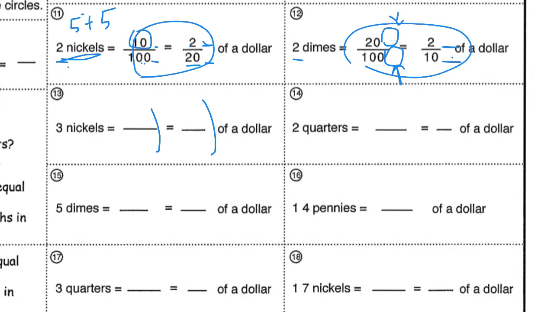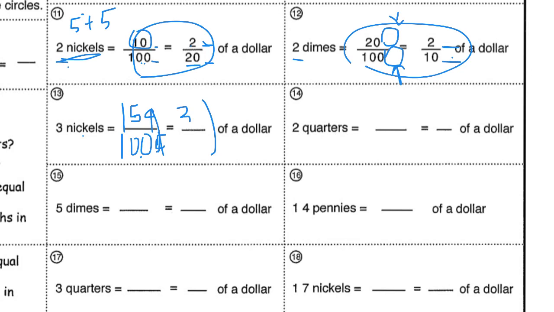So the correct answer here is 3 nickels is equal to 15 cents, right? Did you get that, or did you write a 3 there on accident? How much out of it's always out of 100 cents, because that's what a dollar is. 3 nickels is 15 cents out of the 100 cents it takes to make a dollar.